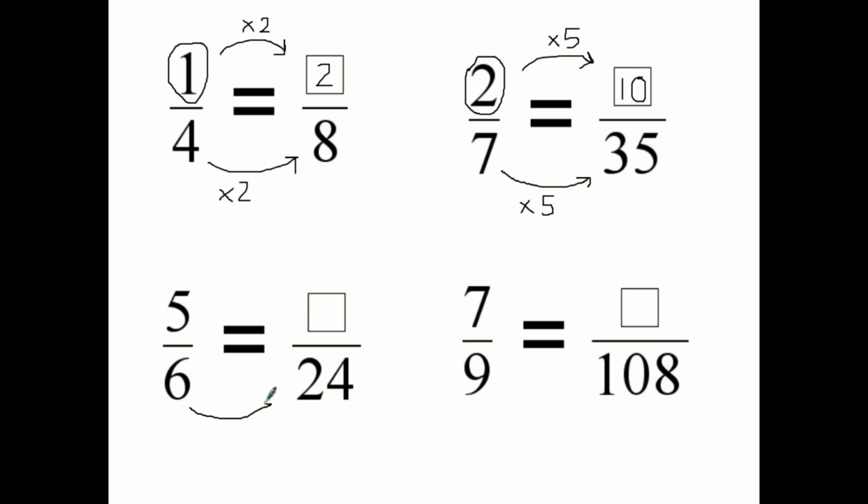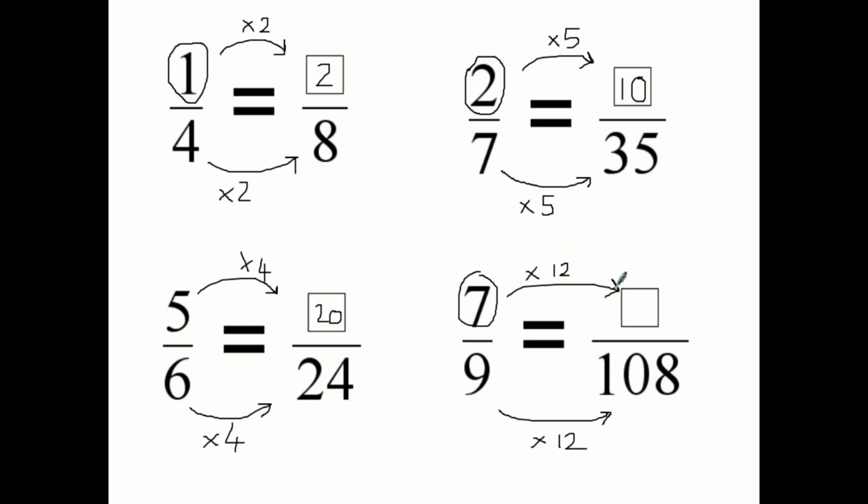Here, 6 has been multiplied by 4, so therefore the 5 has got to be multiplied by 4. Don't fall into the trap of putting 4 here. It's 5 multiplied by 4, which is 20. What's 9 been multiplied by to get 108? 12. 9 12s are 108, so whatever I do there, I have to do to the top, but it's the 7 that I'm multiplying by 12, and 7 12s are 84.